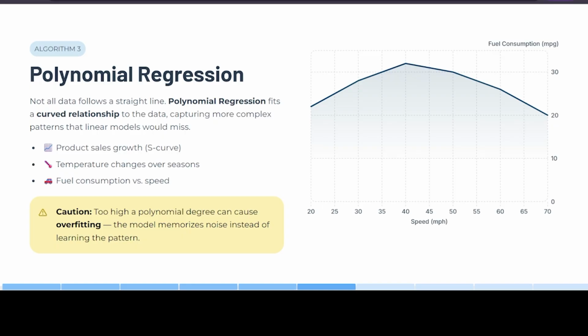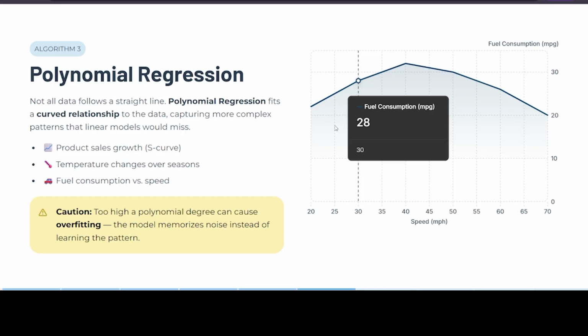Instead of fitting a straight line, polynomial regression fits a curve that follows the actual data. Another great example is temperature. During the year, temperature does not increase in a straight line, right? It goes up during summer, comes down during winter, and changes continuously, right? So polynomial regression can model these curved patterns much better.